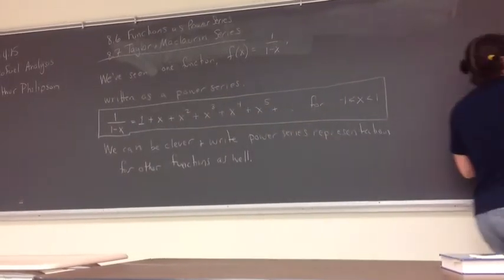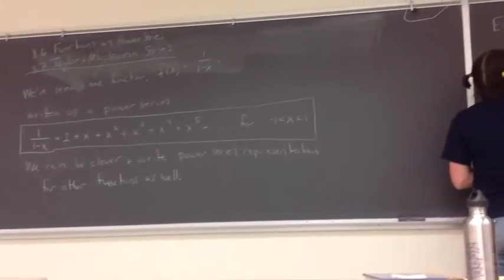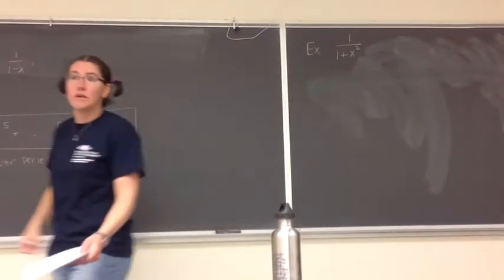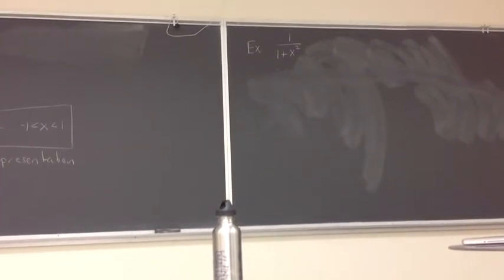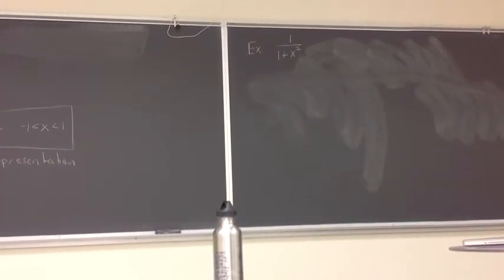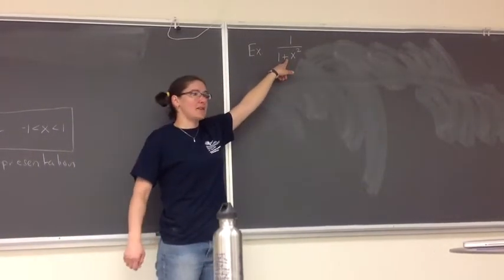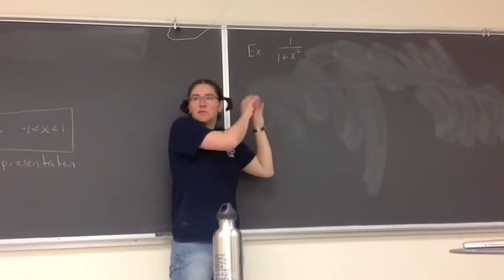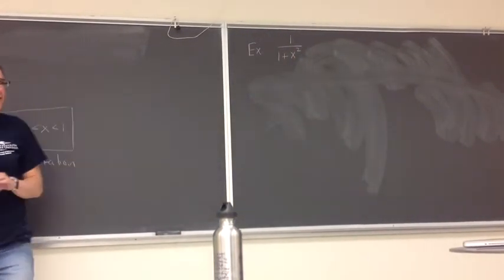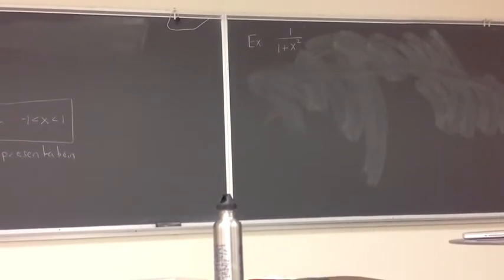So here's our first example: 1 over 1 plus x squared. When I look at that, it kind of looks like 1 over 1 minus x, but not exactly. There are a few things that are wrong with this. For example, I've got a plus sign instead of a minus sign, and I've got a square on the x instead of just an x. But if I mold this a little bit with my hands, I can make it look like this form, 1 over 1 minus blah. So that's what I want to do up here.